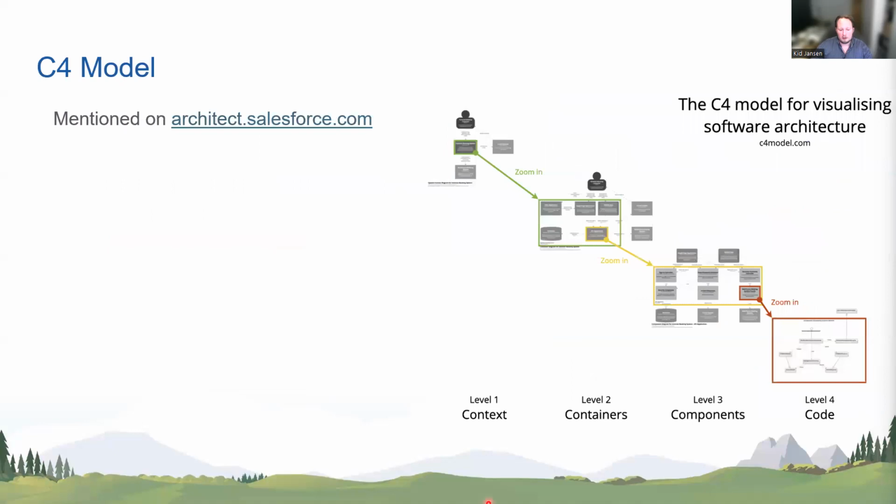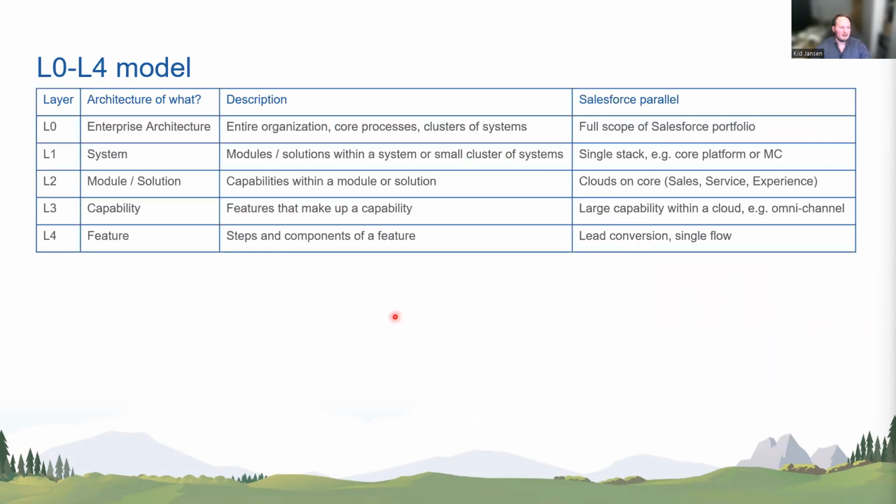C4 model, very similar. So at the top, you have sort of the enterprise architecture, the context. Below that, containers, which are sort of key capabilities, like really, really large solutions. In that, you have the separate components to a solution. At the bottom layer, you have the code. And there's also the L0 to L4, or sometimes L1 to L5, or L1 to L4, various definitions of that. But basically comes down to the same thing. You have the enterprise architecture at the top, and all the way at the bottom, there's the steps, or really the smallest components to a feature.